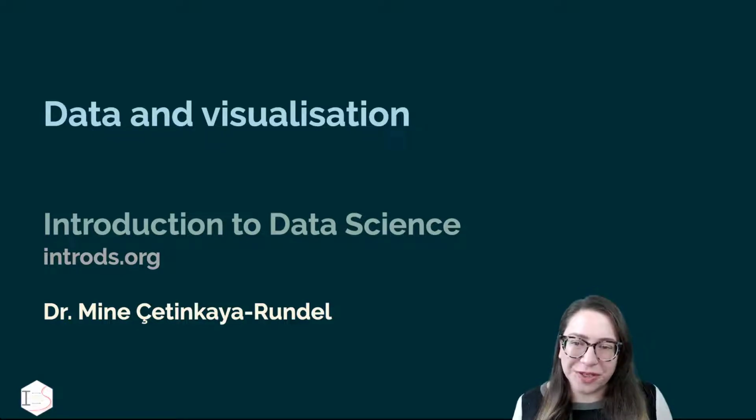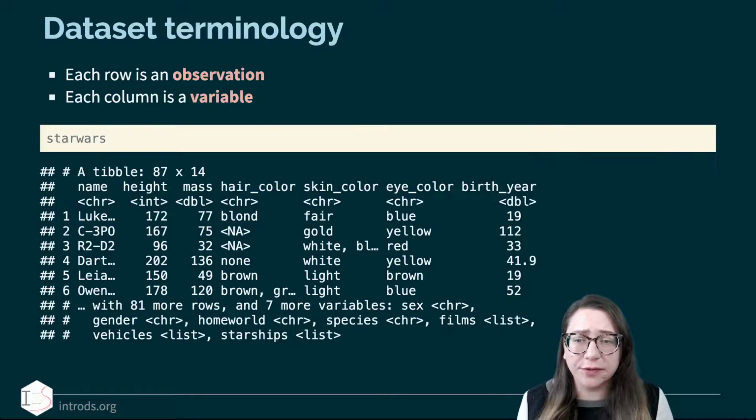Hello, in this video we're going to talk about data and visualization. So, what is in a dataset? There are two pieces of terminology that are important about datasets. Each row is an observation and each column is a variable.